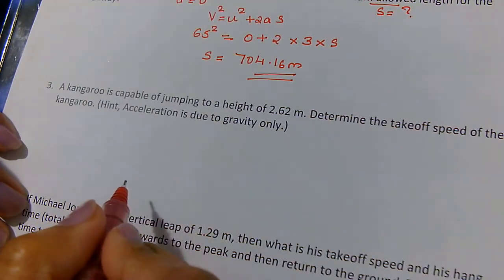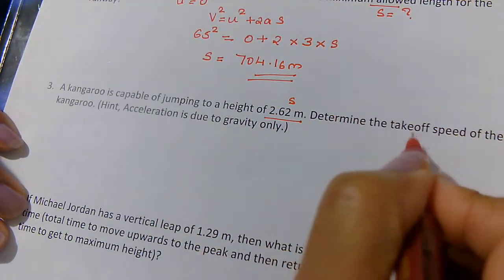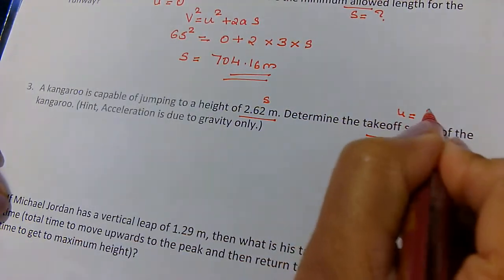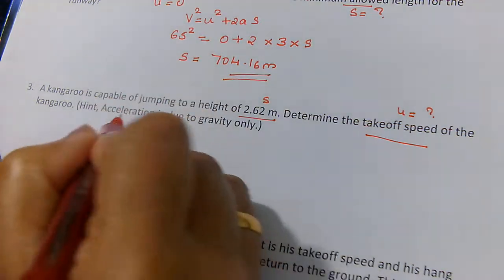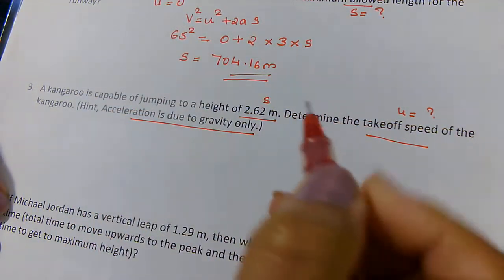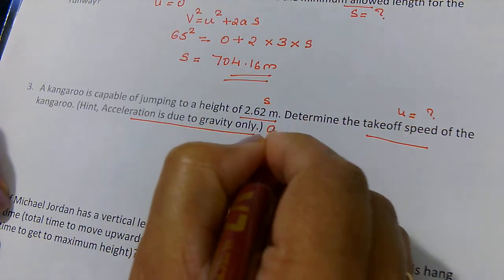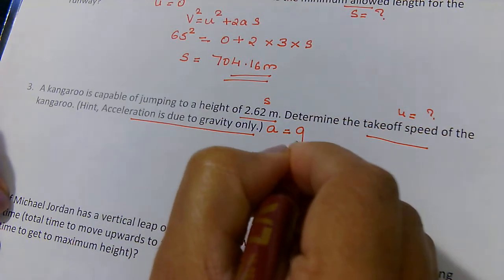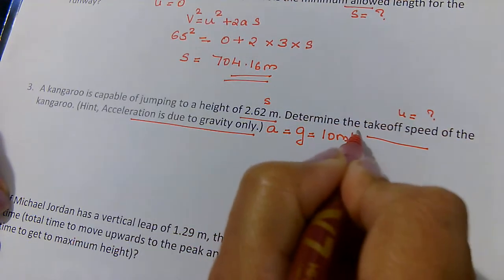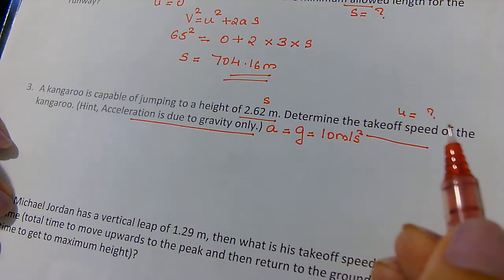A kangaroo is capable of jumping to a height. So s is given to us. Determine the takeoff speed. So they want us to find u of the kangaroo. Hint: acceleration is due to gravity only. So whenever they tell you acceleration is due to gravity only, that means they want you to take a as g, gravity, which is 10 meters per second squared. If anybody wants to go for 9.8, you're most welcome, no problem at all.